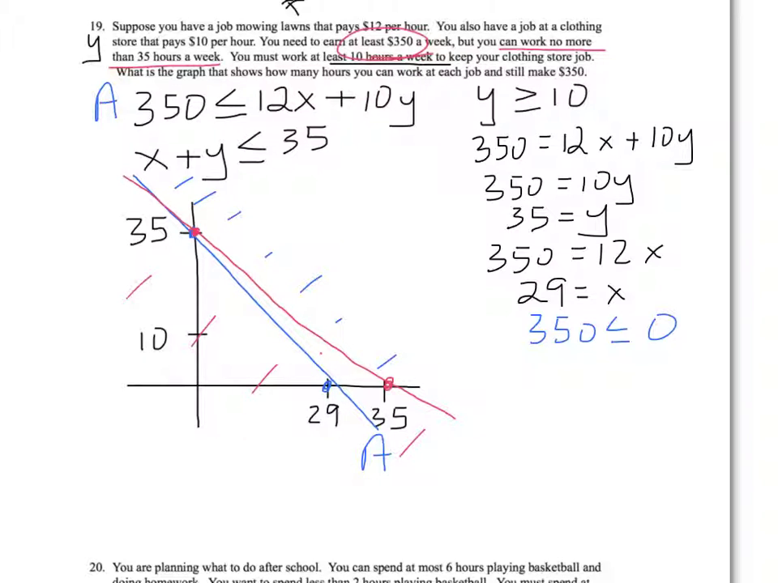The last line, I'll do in black, Y is greater than or equal to 10 is a horizontal line here. And it says Y is greater than 10, so it's going to be above it. So what intersects all three areas is this weird little triangle right here. So that's the only area where you can work so many hours and satisfy all the requirements.